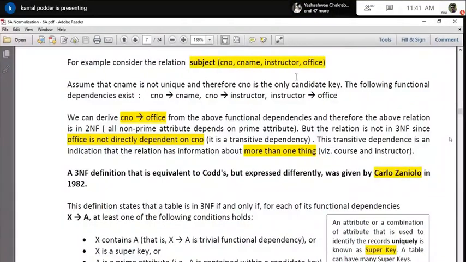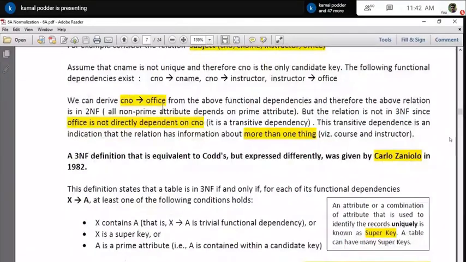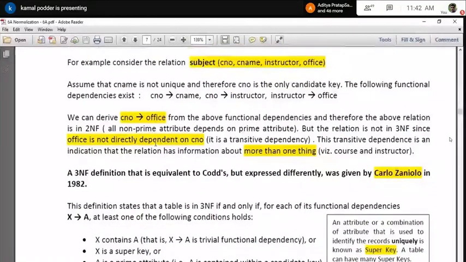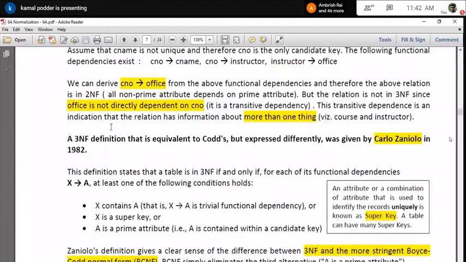But the only problem is that there is a relationship which exists, which is a transitive relationship. We can derive office from the above. I have explained that. So it is in second normal form, but the relation is not in third normal form, because there is no direct dependency of office on C number. It is through a transitive relationship. This transitive dependency is an indication that the relation has information about more than one thing.